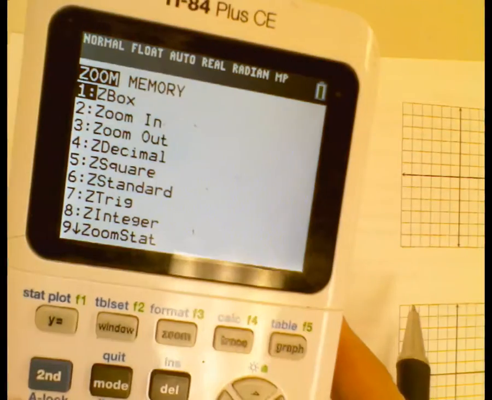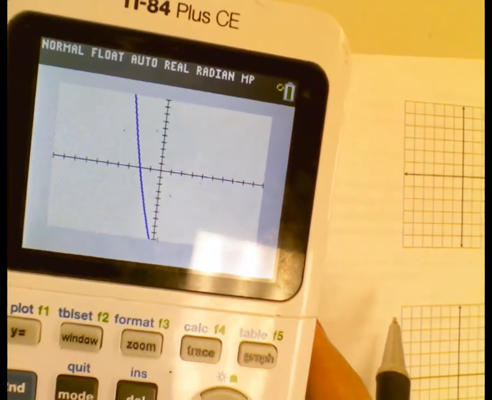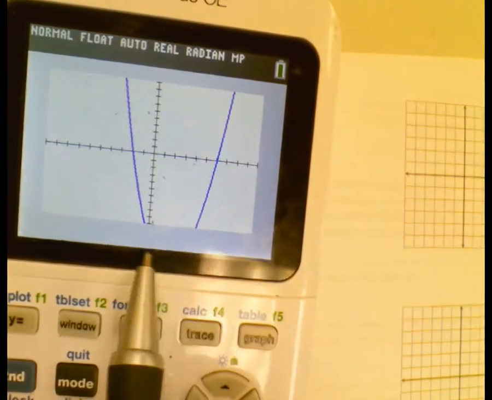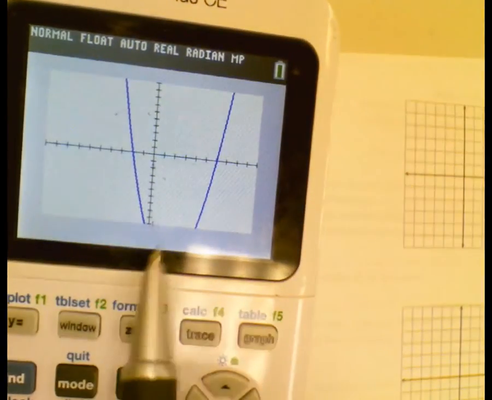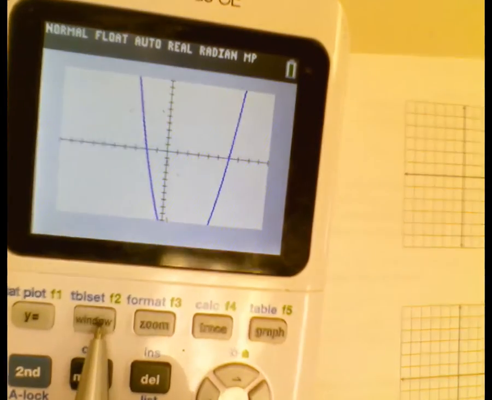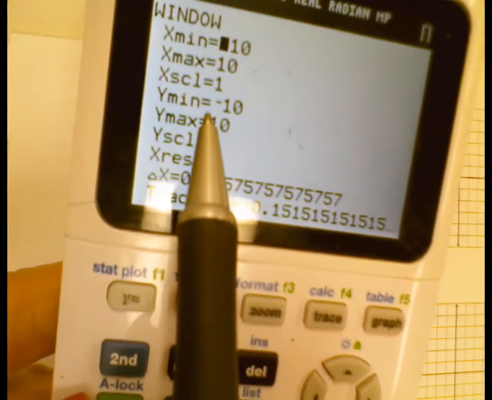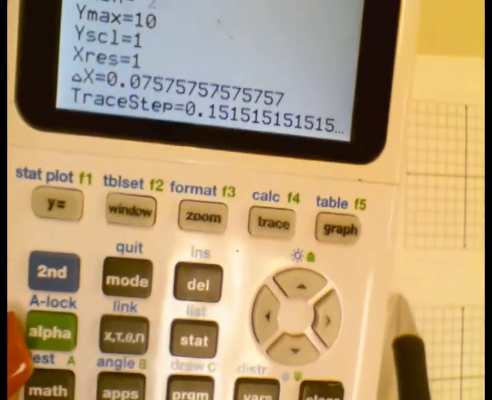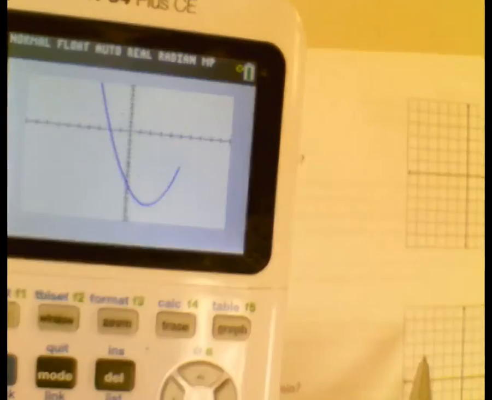See where it says Z standard? That is a 10 by 10 screen. Usually most of these will fit on a 10 by 10 screen. Now you notice this one actually did not fit. I cannot see where this comes to a turning point. Since that's on the lower half, we're going to press window right here. And where it says Y min, that's the lower half of the Y axis. Let's make that a negative 20. And now press graph. Now we can see the turning point.